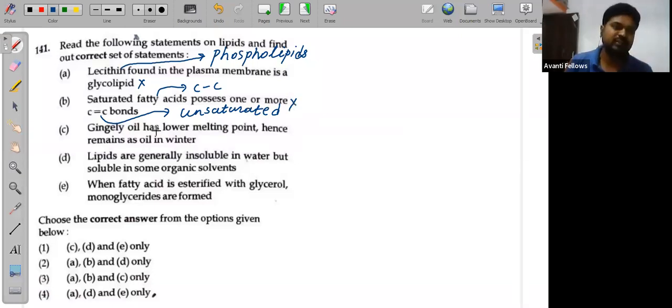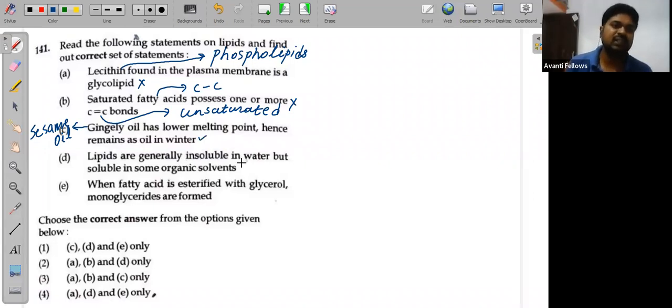Okay, next statement is gingerly oil has a lower melting point. Then what is gingerly oil? Gingerly oil means the sesame oil. ठीक है, sesame oil has a lower melting point, hence remains as oil in winter. Actually this statement is the correct statement. ये जो है correct statement है.